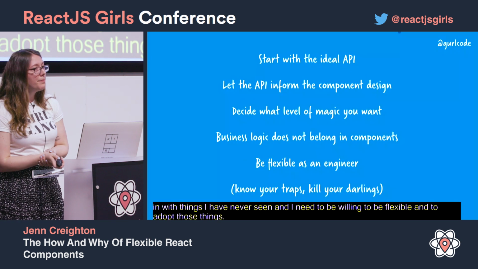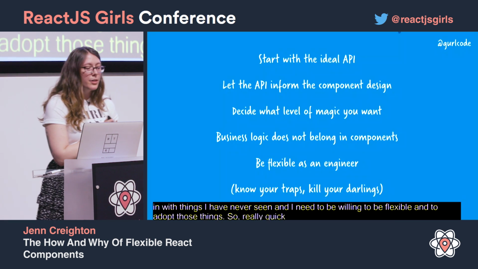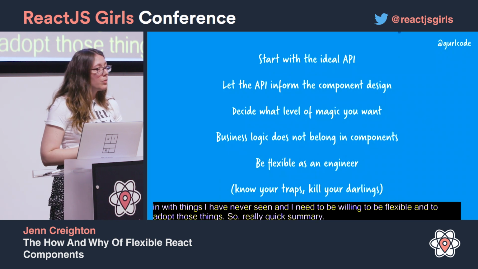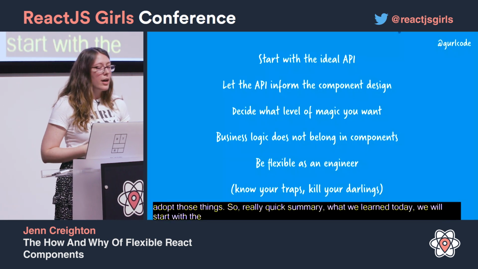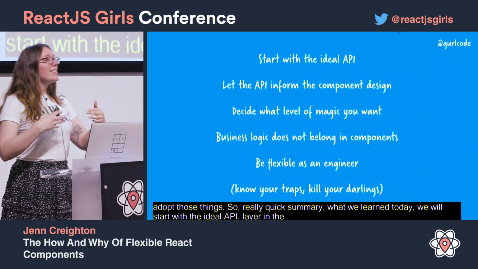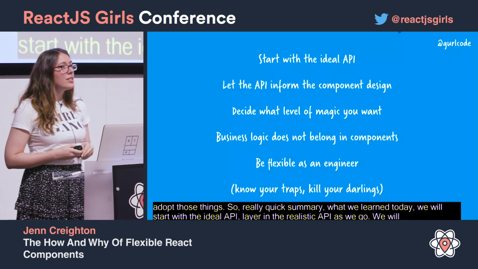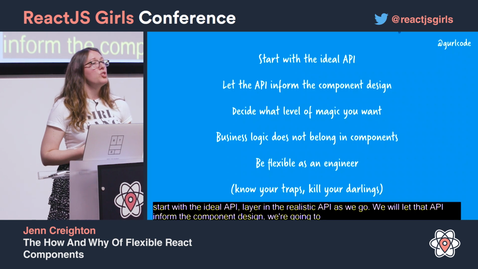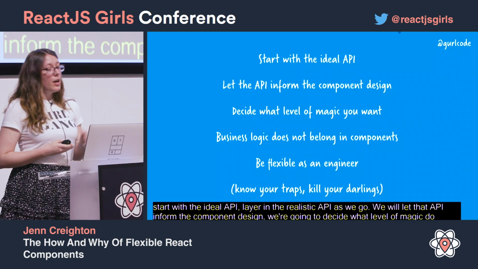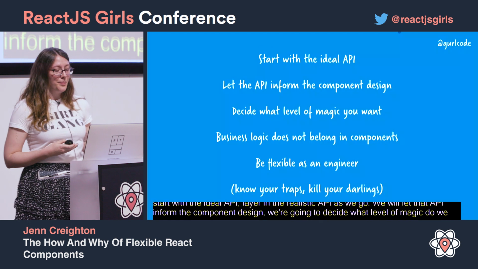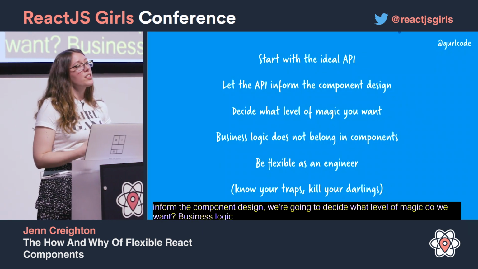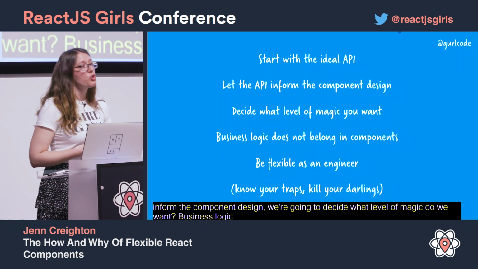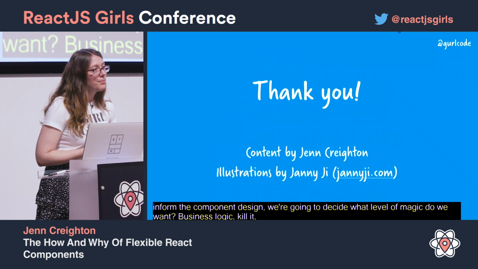So, really quick summary. What we learned today: we're going to start with our ideal API. We're going to layer in the realistic API as we go. We're going to let that API inform the component design. We're going to decide what level of magic we want. Now, business logic, kill it. And be flexible as an engineer. Know your traps and kill your darlings. Thank you.